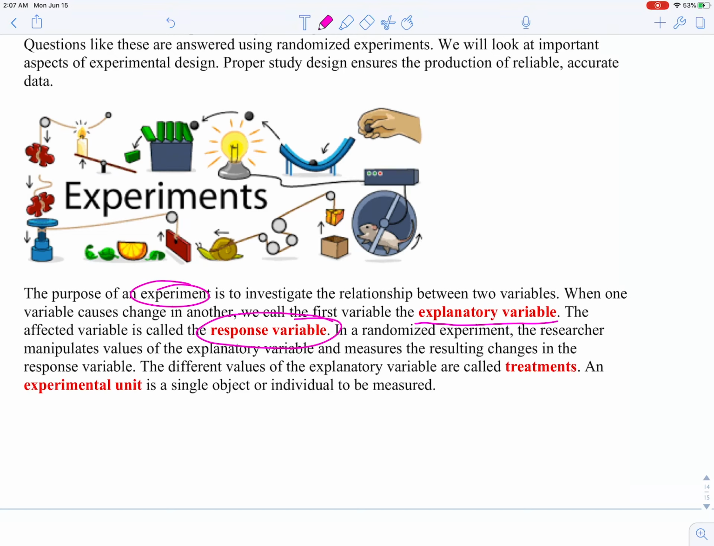Okay. In a randomized experiment, the researcher manipulates values of the explanatory variable and measures the resulting changes in the response variable.